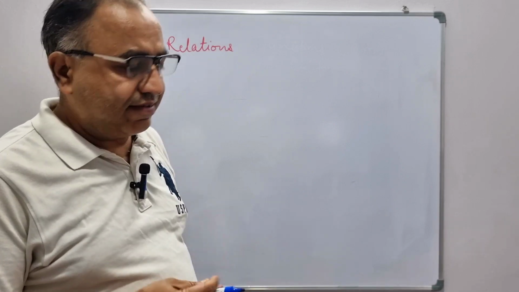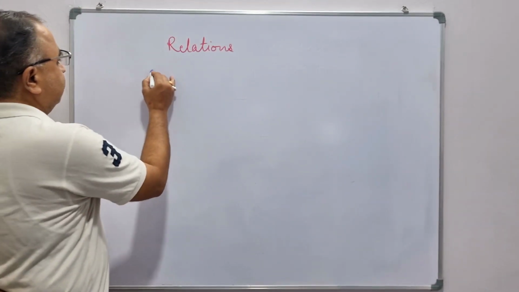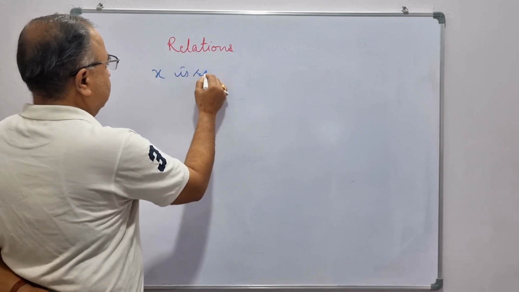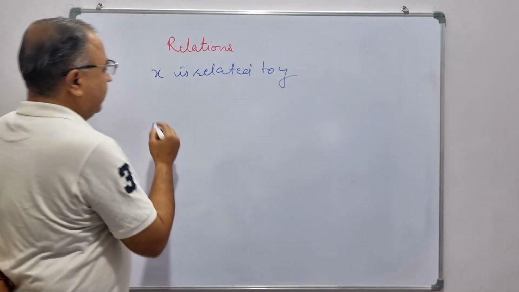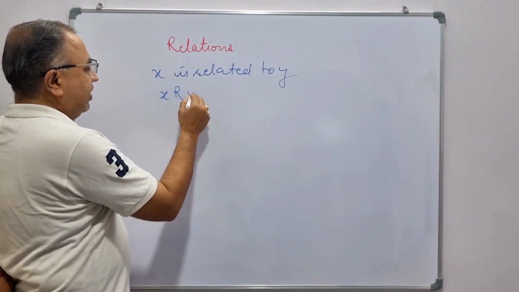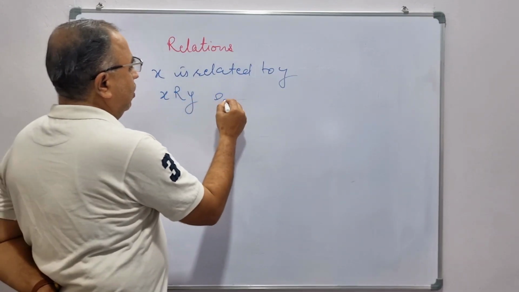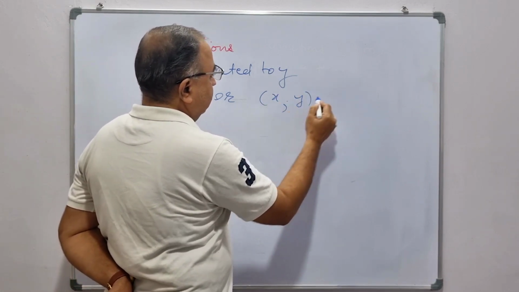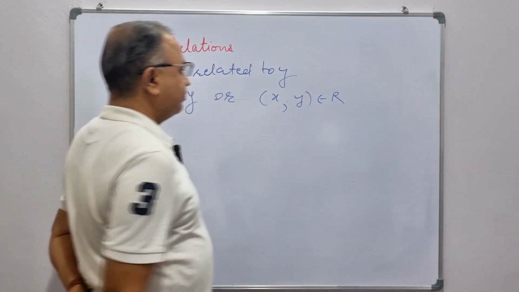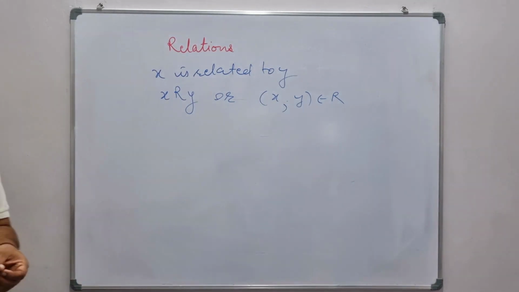So whenever you say that X is related to Y, we write it as X R Y. X is related to Y, or simply we can write it as the ordered pair X comma Y belongs to relation R. So basically, what is a relation?